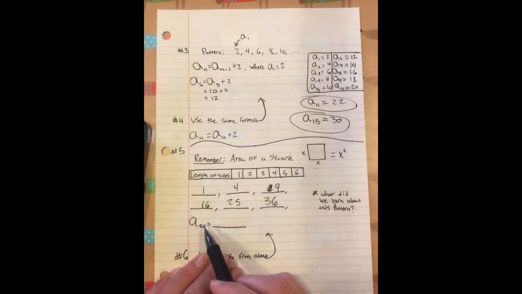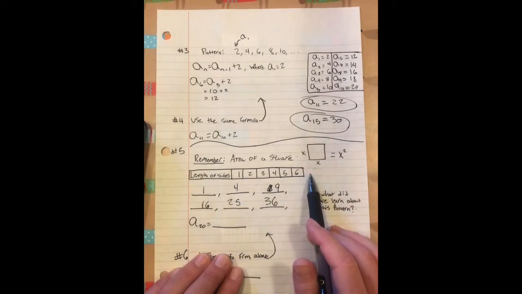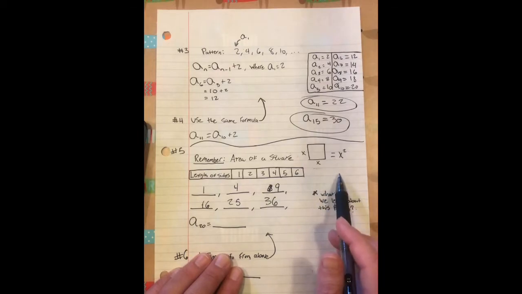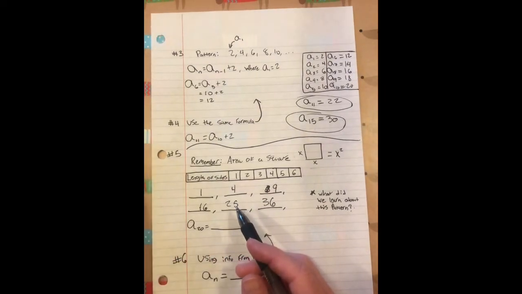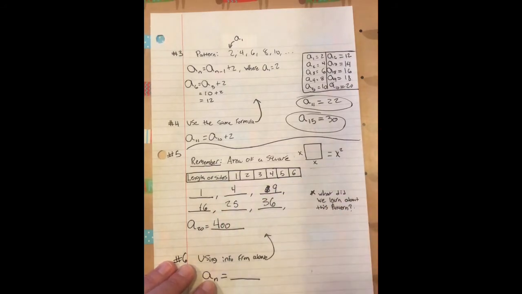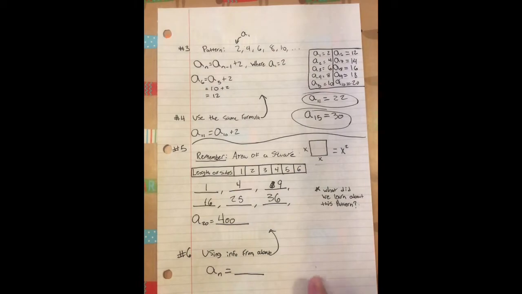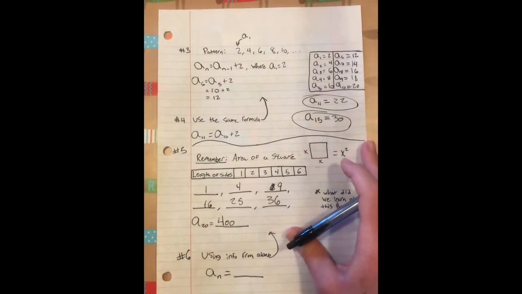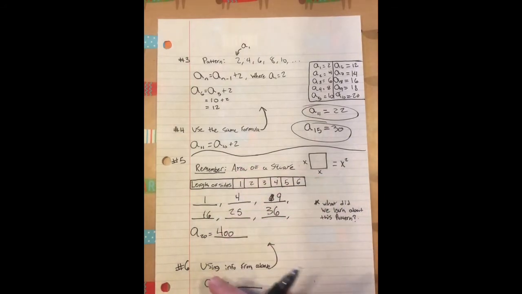So now if we had the 20th box, our sides, if we follow this pattern, the next one would be 7 times 7, 8 times 8, 9 times 9, 10 times 10, 20 times 20. So 20 times 20 is 400. So the area would be 400. So I hope this was really clear. We're going to have to write the explicit formula for this, for number 6.